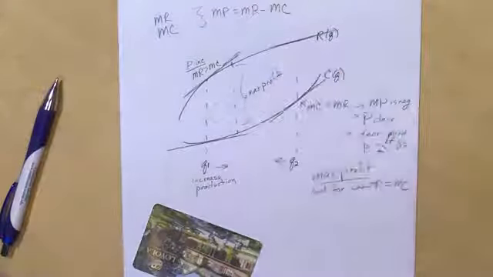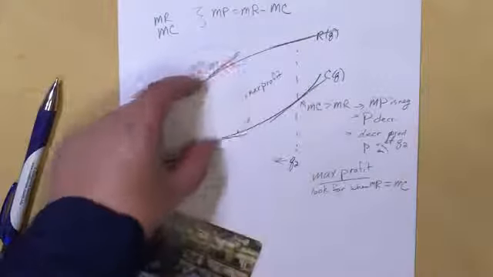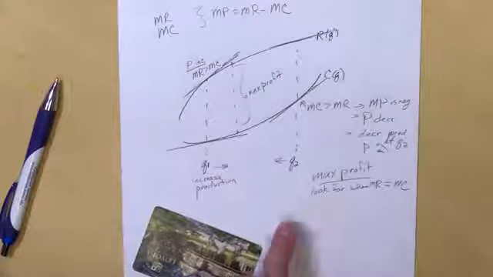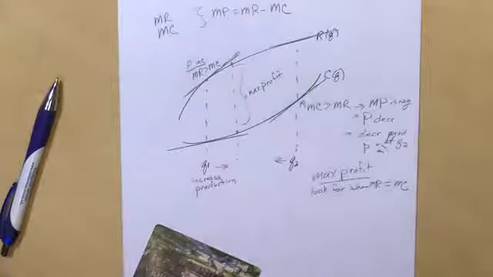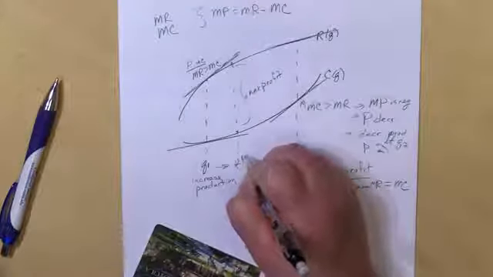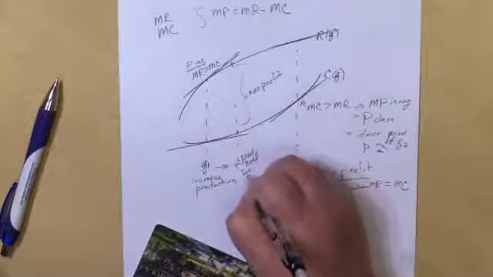Another way of looking at it is, when is the gap, like we talked before, when is the gap the biggest? And it looks like the gap is biggest right around that spot. So that production level, whatever that value is, would be our production level for maximum profit.